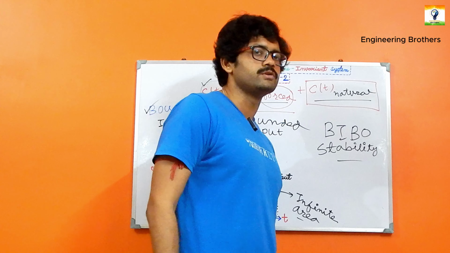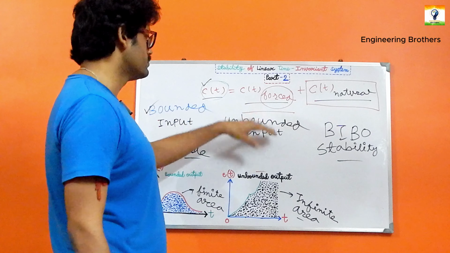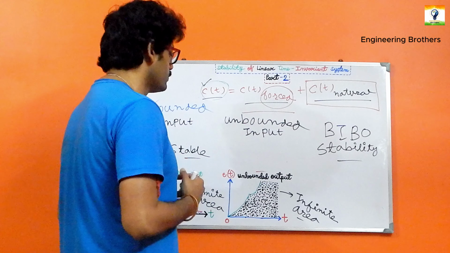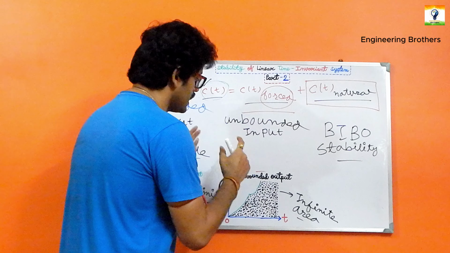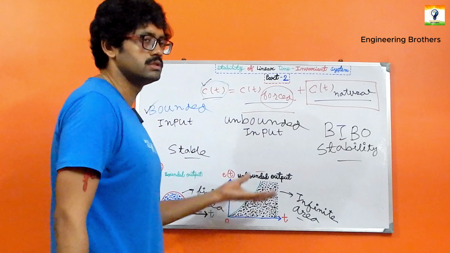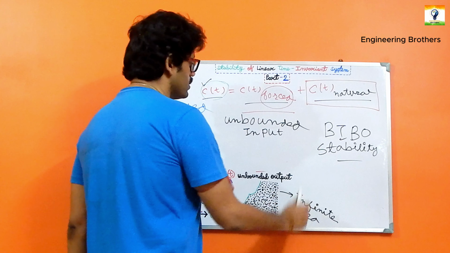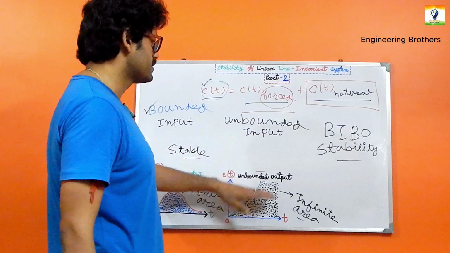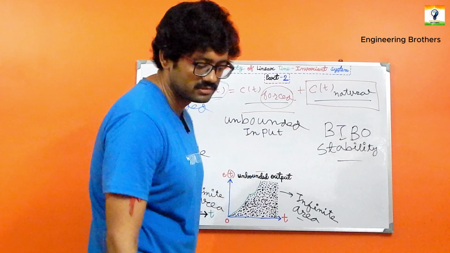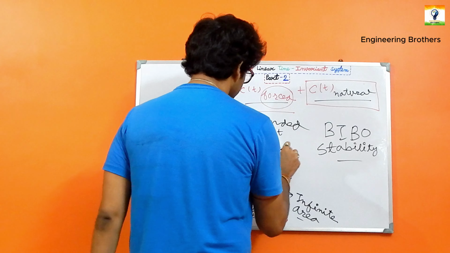In the other case, if you apply the bounded input over here, and we get an unbounded output, why do I consider it unbounded? Because the area value is not definable, we cannot define the area over here. We can say that in this case we have an infinite area. Because of the unbounded nature of our output response, we can say that this system is not stable, or in this case the system is unstable.